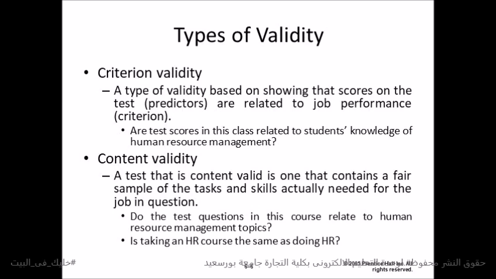On the other hand, a content validity is one which contains a fair sample of the tasks and skills actually needed for the job in question.